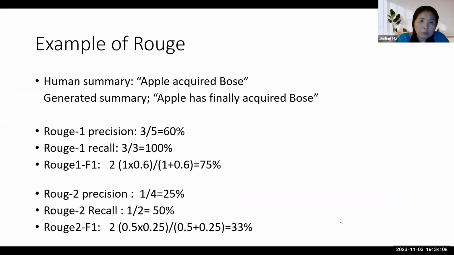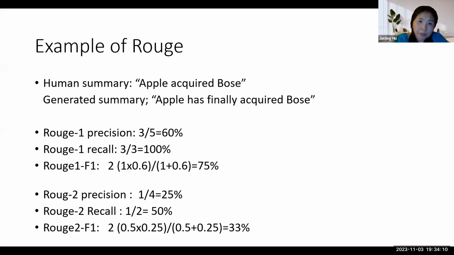So when we do ROUGE-1, we look at the individual words that appeared in both documents. That means Apple acquired both. The 3 words all appeared in both documents. For precision, we measure against how many words we generated. We generated 5 words, so that's 60%. For recall, we measure against the ground truth. Ground truth is 3 words, the human generated. So the recall is 100%, but precision 60%. From there, we calculate the F1 score. That gives us 75%.